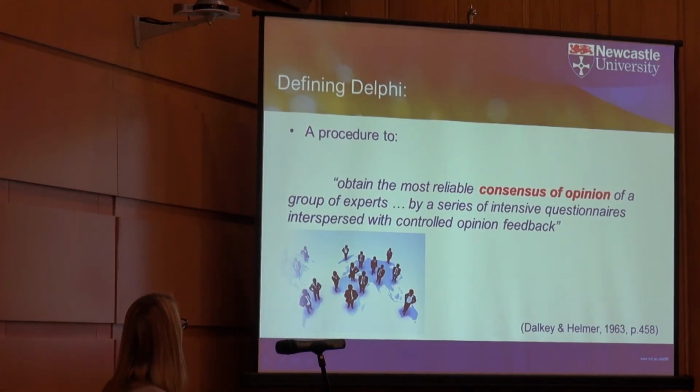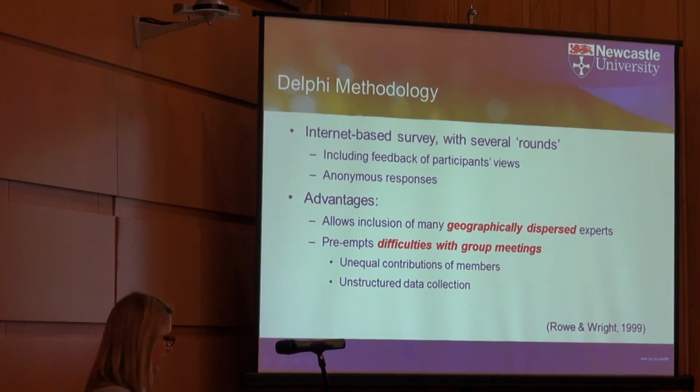So to define what we mean specifically by Delphi, Delphi is a procedure to obtain the most reliable consensus of opinion amongst experts. It's usually gained by eliciting expert opinion by a series of intensive questionnaires, interspersed with controlled feedback. So you run a questionnaire, you then give the participants feedback on their responses, and then you repeat the process. Typically, these surveys are internet-based, which means that we can get a wide range of geographically dispersed experts. The responses are always anonymous, so they can feel free to express whatever opinion they hold, however controversial it may be.